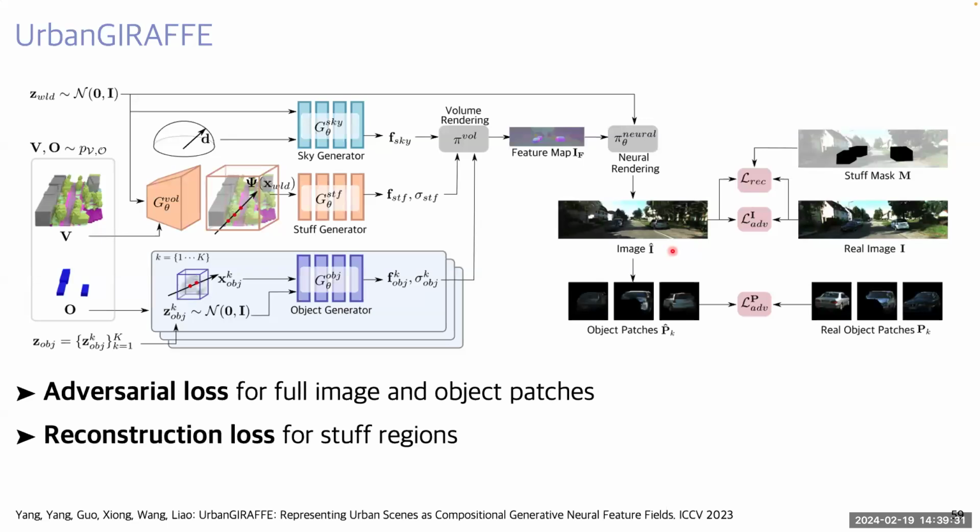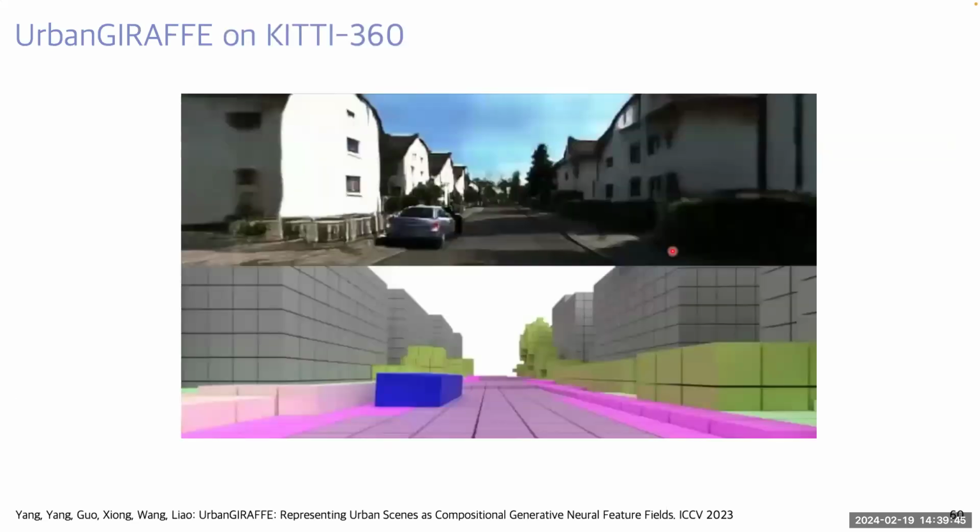Furthermore, in this work, we have a reconstruction loss for the stuff regions, which we observed stabilizes the training of the 3D GANs. But actually, in the follow-up work, we observe that this is not necessary, and removing it leads to better quality. And this is the result of UrbanGIRAFFE.